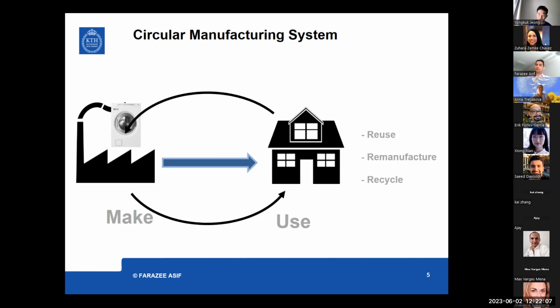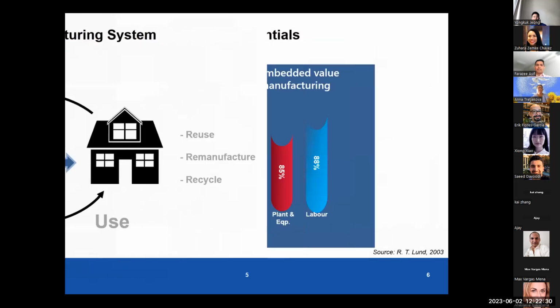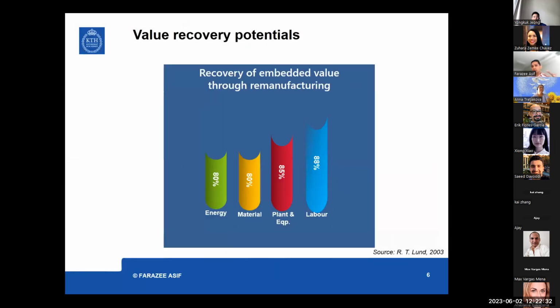And by doing that, we will reduce the need for new raw material input, and also we will reduce the waste that we usually produce as part of the manufacturing. And this is the core concept of circular manufacturing system, and this is where we are mostly focusing on in our research. Now, why should we prioritize remanufacturing and reuse?